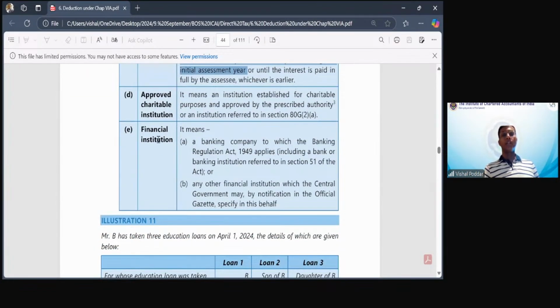Loan can be taken from whom? Financial institutions that we already know, banks, etc. Or it can be from an approved charitable institution. Who are these approved? It means an institution established for charitable purpose and approved by the prescribed authority under section 80G. There are many institutions whose main object is promoting education, and how they promote education is they provide eligible students with monetary support so that they can pursue higher education, and after getting qualified, they can return the money to the trust. So such a trust loan is also eligible. And if you have taken a loan from banks, that is also eligible.